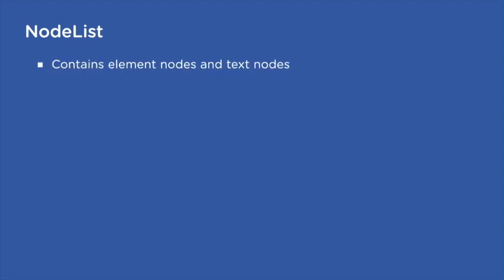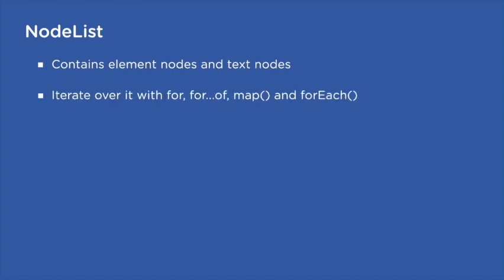The distinction between the two is not super important to know right now, but in short, a node list is more flexible than an HTML collection. It can contain any type of DOM node. For example, a node list can contain element nodes and text nodes. You can also iterate through a node list in the same way you would an array, using a for loop, for of, and other array iteration methods like map and for each, which you may not have used yet.